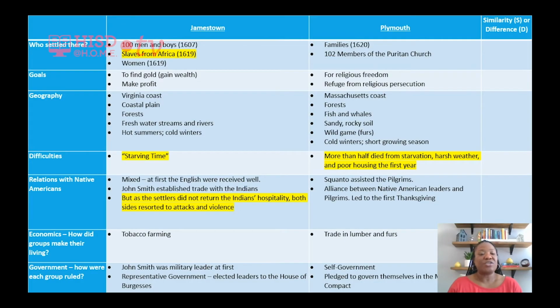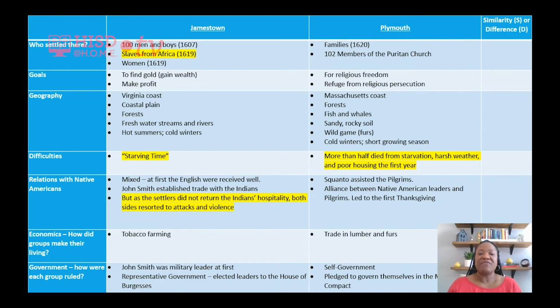Right, so here we have our chart. There were a couple of things that brought my attention to the chart, and maybe there were some things that you were concerned about too. If I look at Jamestown, I see that there were slaves brought to that community back in the 1600s. But if I look at Plymouth, there were just families. So the fact that Jamestown had slaves might make me think twice.